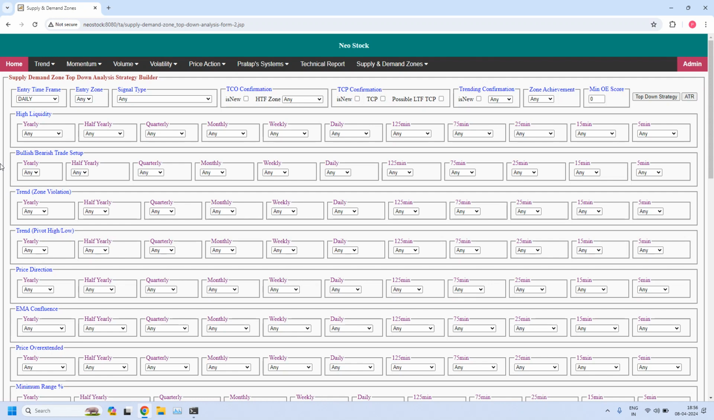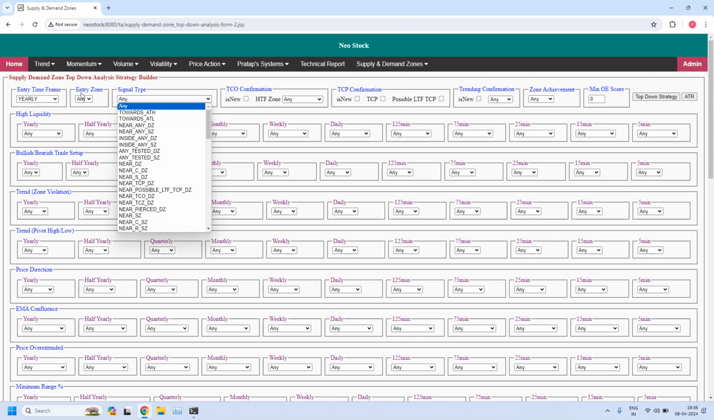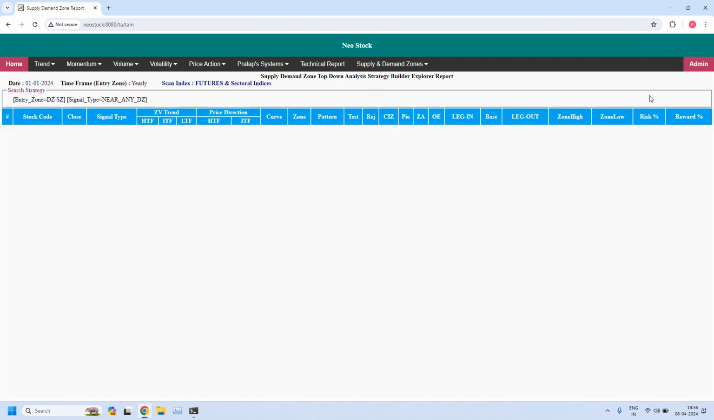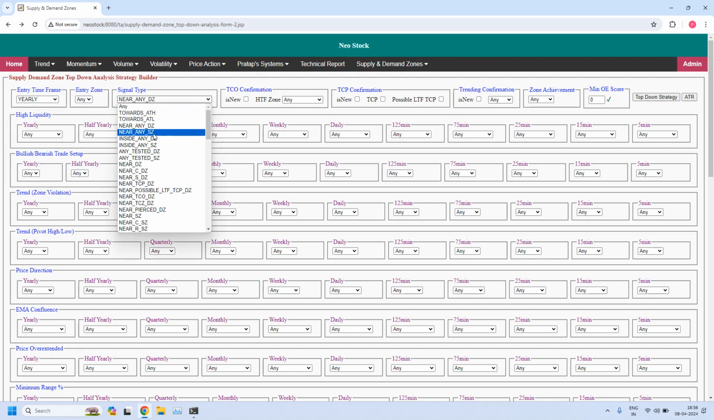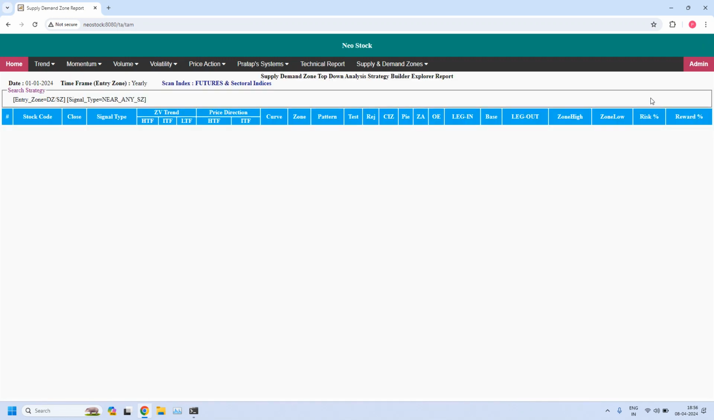Now let me generate the report starting from the yearly time frame. We know yearly time frame mostly the zones won't be listed, because currently there are no stocks near yearly demand and supply zones, but sometimes because of changes in the prices, some stocks may list. That's why we are verifying every time. So for yearly time frame, let us find the stocks near yearly demand zone. So no stocks. So let me go back. For yearly time frame, let us find the stocks near yearly supply zone. No stocks are available. Let's go back.